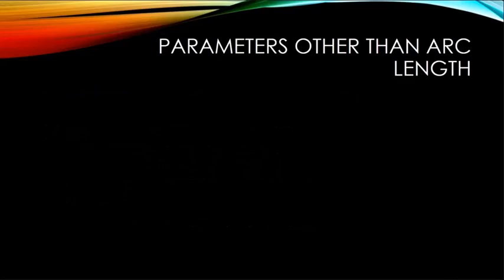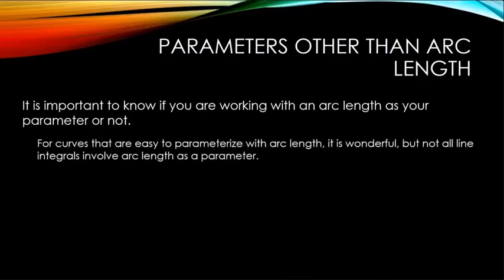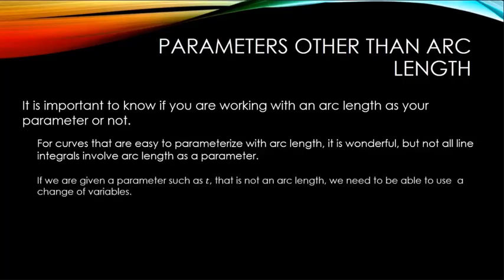Now, I can use things other than arc length for my parameters, and it's important to know whether or not I'm working with arc length or some other parameter when I'm working with these integrals. For curves that are easy to parameterize with arc length, it's wonderful. But not all of my integrals will give me easy access to using arc length as a parameter. Sometimes we're given a parameter like t, and this is not an arc length. So we need to be able to use a change of variables to make my integration work out.